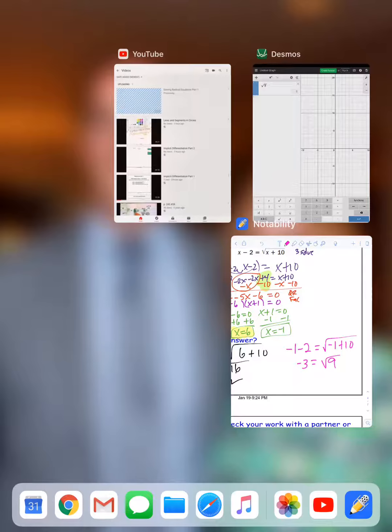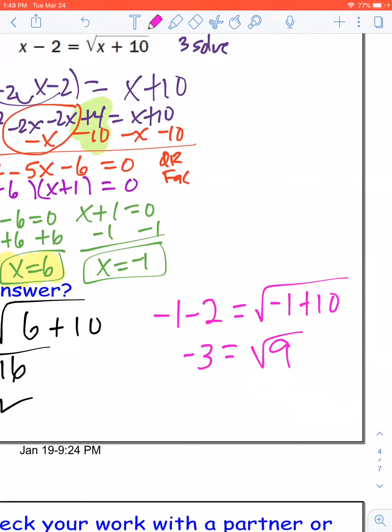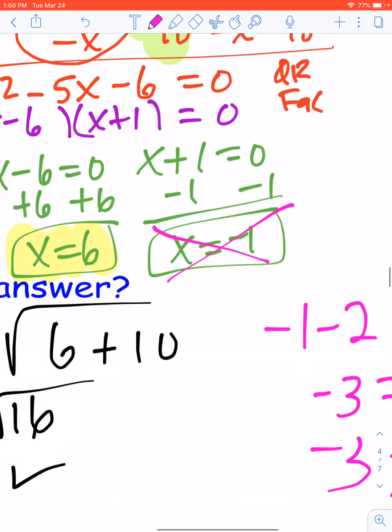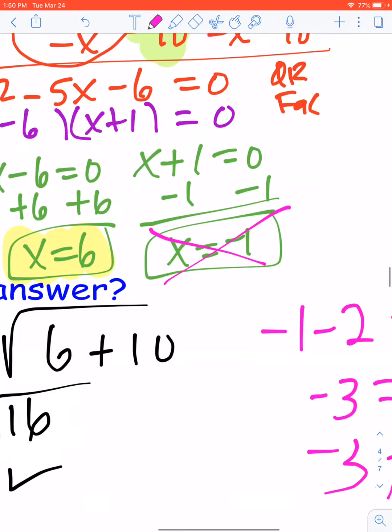What happened? You guys, you didn't do anything wrong. You have to check your answers. In this case, let me rewrite. That was kind of sloppy. -3, you guys, that does not equal 3. That means x equals -1 is not a solution. How can you let me know? Just like I just did. Cross it out or just highlight the correct answer.